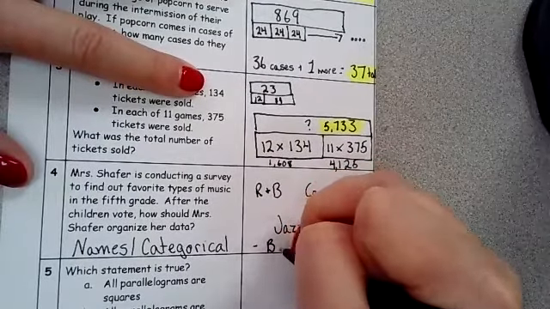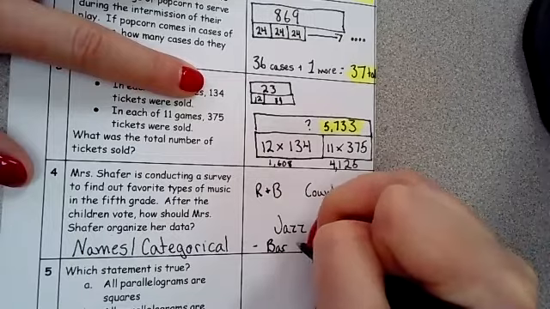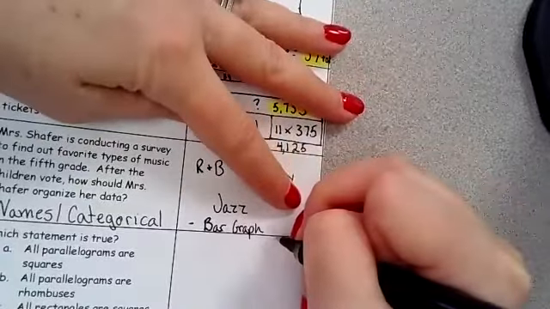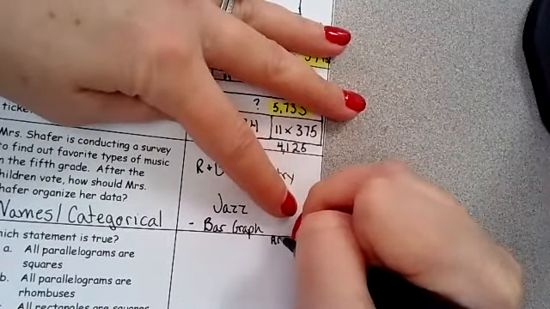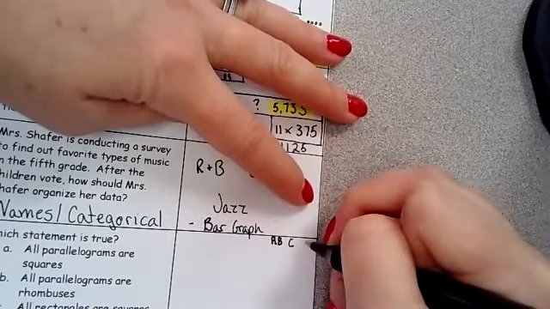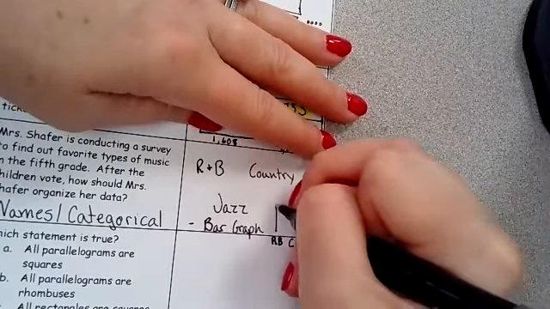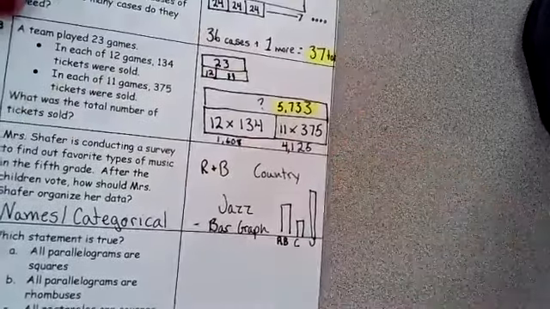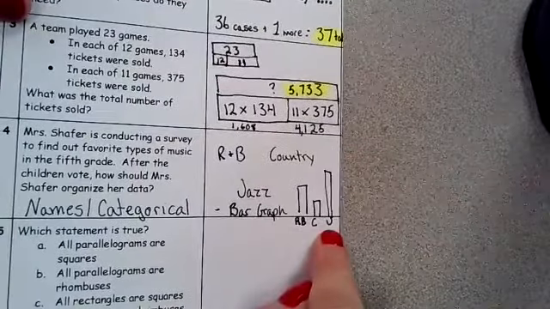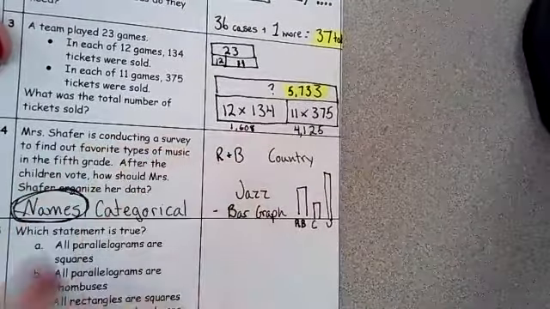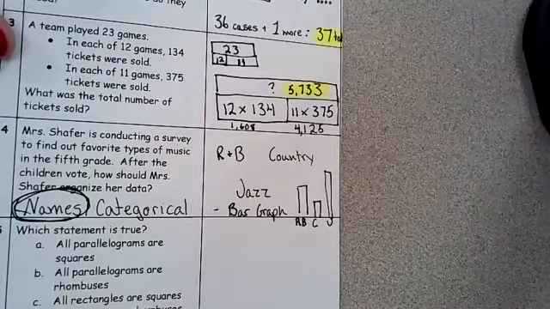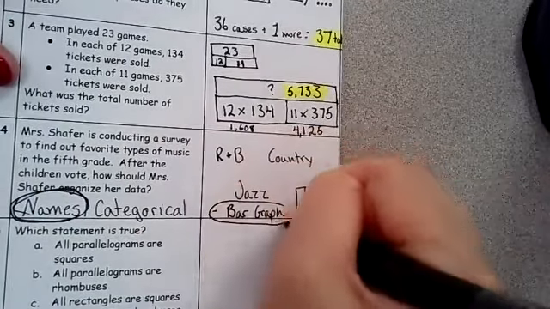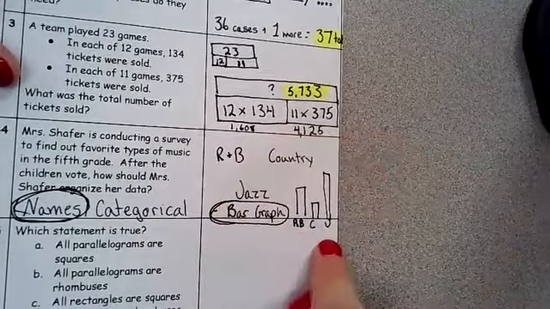So this is going to be a bar graph. So how it's going to look is like this. You might have R&B, you might have country, you might have jazz, and then they're going to have bars that show how many kids liked that type of music. But across the bottom, you're going to have names, and names is categories. This is categorical data, okay? So it is going to be organized in a bar graph with the names across the bottom.